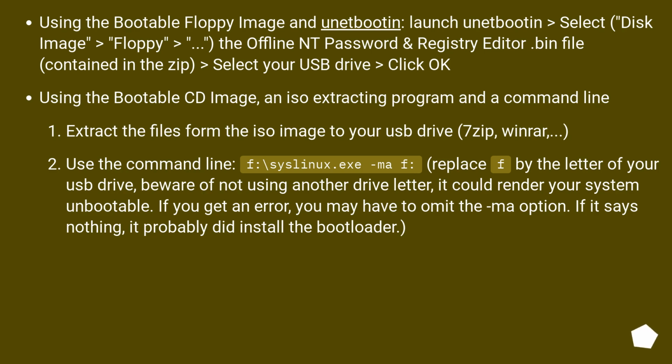Using the bootable CD image, an ISO extracting program and a command line. Extract the files from the ISO image to your USB drive, with 7-Zip or WinRAR. Use the command line, F:\syslinux.exe -ma F:, replace F by the letter of your USB drive. Beware of not using another drive letter, it could render your system unbootable. If you get an error, you may have to omit the -ma option. If it says nothing, it probably did install the bootloader.